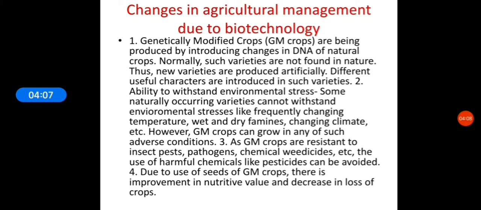The GM crops which are produced by biotechnology are resistant to insect pests, pathogens, chemical weedicides, etc. And therefore the use of harmful chemicals like pesticides can be avoided in the field where GM crops are grown. Also, due to use of seeds of GM crops, there is improvement in nutritive value and decrease in loss of crops, which ultimately is helpful in increasing the yield of crop.